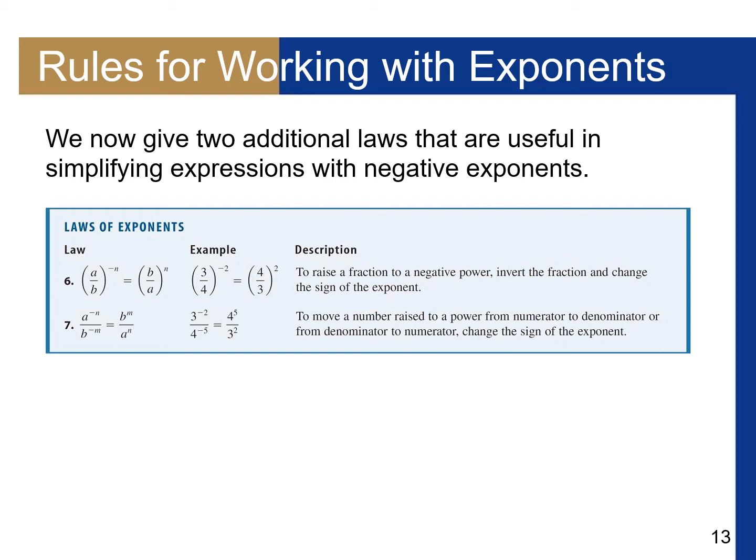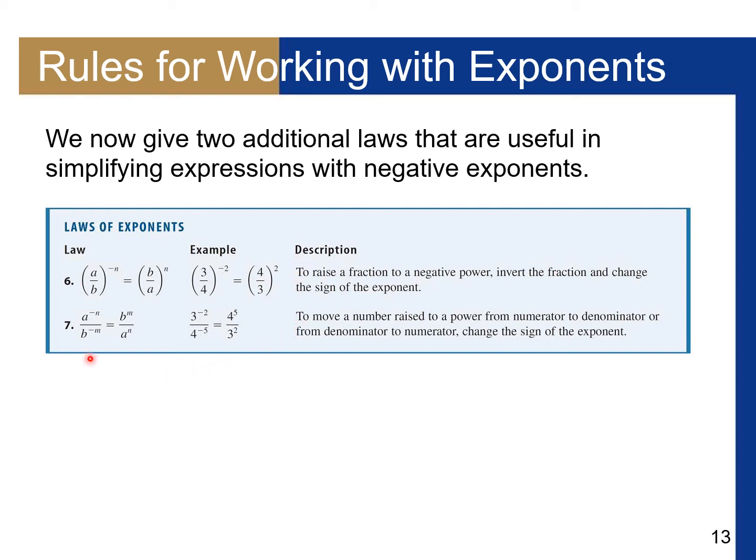Now we also have a couple other laws that aren't as common, but if you have a fraction raised to the negative power, you can just flip it over and make it a positive power. This is real handy. So if you have 3/4 to the negative 2, you want to flip that over and make that 4/3 to the 2nd, and then simplify it from there, of course.